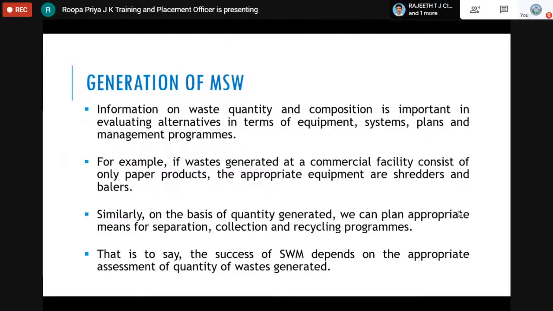Similarly, on the basis of the quantity generated, we can also plan appropriate means for separation, collection, and recycling programs. That is to say, the success of any solid waste management depends on the appropriate assessment of the quantity of the waste generated. So, if we have to manage the solid waste very well, then it is very important for us to understand or assess the quantity of the waste generated.